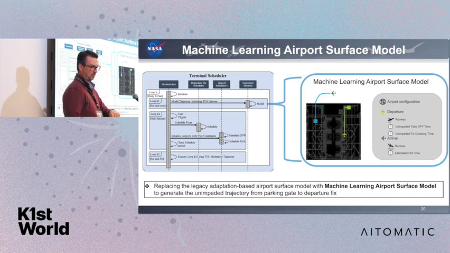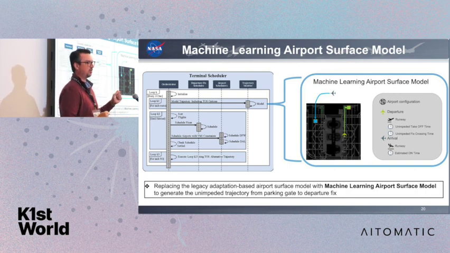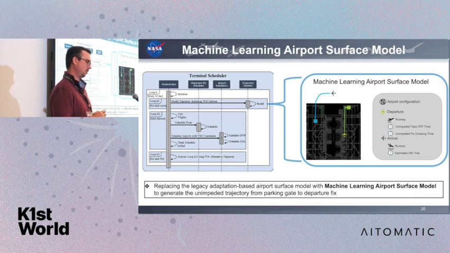So now, 15 minutes into the talk, we finally get to the machine learning. We had this challenge that we needed to generate an unimpeded trajectory, which we would use as input to our scheduler. And we said, okay, can we make a scalable solution by replacing this legacy adaptation-based, physics-based surface model with a machine learning airport surface model?